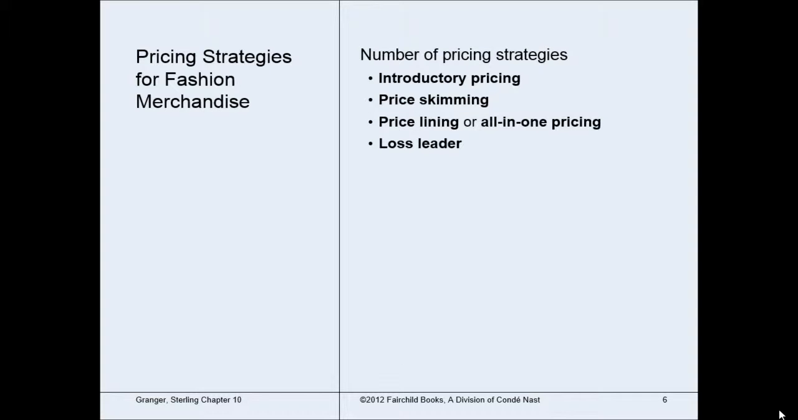So looking at some pricing strategies that retailers use, there's a number of different pricing strategies that relate to the markdown and the markup of fashion merchandise. One is introductory pricing, and it's setting prices lower than the industry average markup to gain entry into a market. Price skimming is setting a high initial price and then gradually lowering your price. Price lining or all-in-one pricing is grouping inventory into categories and then setting the same price for all items in a category. And this results in a below average markup for some items and an above average markup for others.